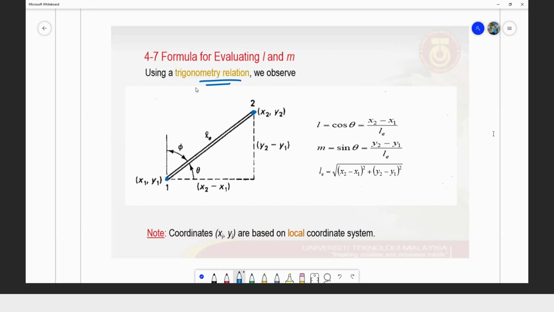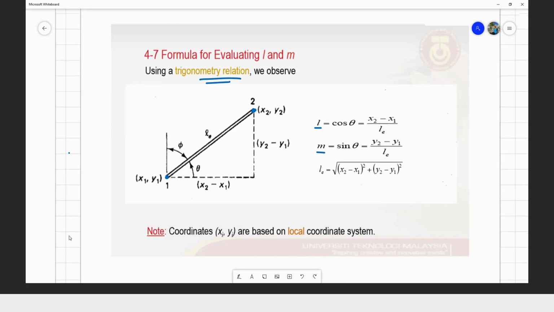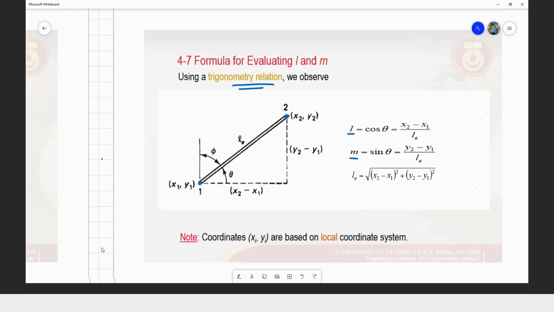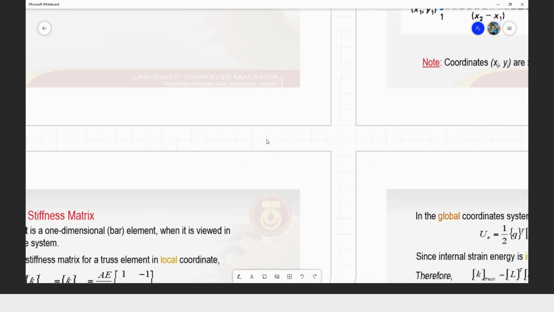And then you can determine what L and M are, and this information will be used in our K matrix later. We will see what our K matrix looks like. So this I think is very straightforward, and I'm not going to explain it in detail.